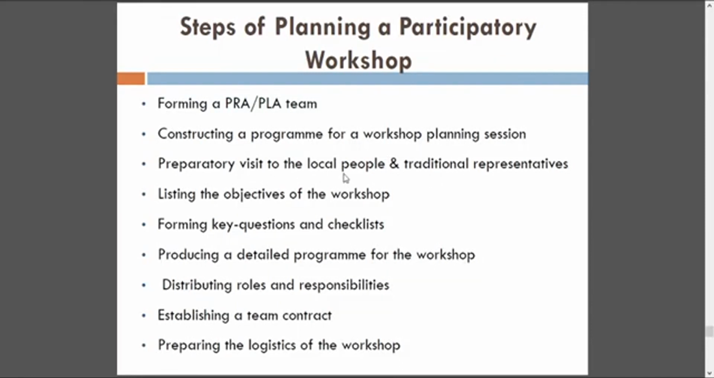Having a preparatory visit to the local people and traditional representatives. So you have to meet the local representatives and the local community so that you introduce your project, you introduce what you're going to do, and probably seek for permission. For example, these days, most of these meetings, which require a number of people, cannot be held until you seek permission from the authorities. Then you list objectives of the workshop. You form key questions and checklists that you will use. You produce a detailed program for the workshop.